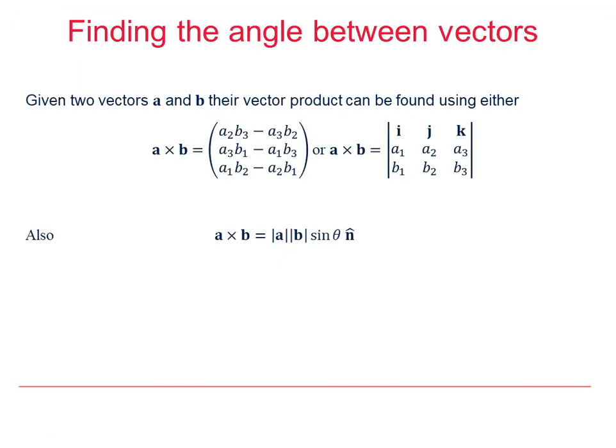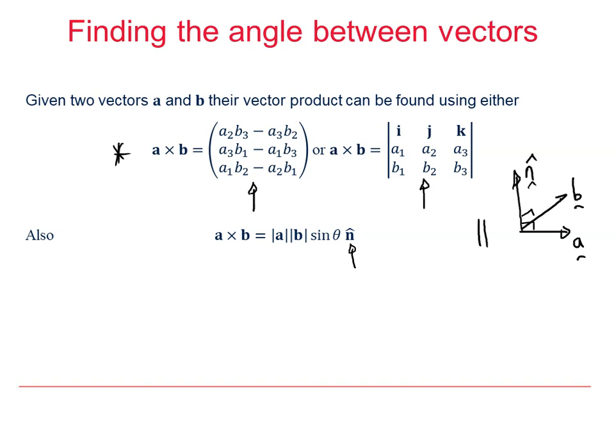Well, in previous videos we've seen both the definition of A cross B as mod A mod B sine theta, and then the n hat is in the direction of the vector, which remember is perpendicular to both A and B. So if A and B are in one plane, then n hat is perpendicular to both of these. And we've also seen that we can calculate the components of A cross B using the formula which is given in your formula sheet, either in its components form, or as the determinant of a matrix as here. Both of these are given.